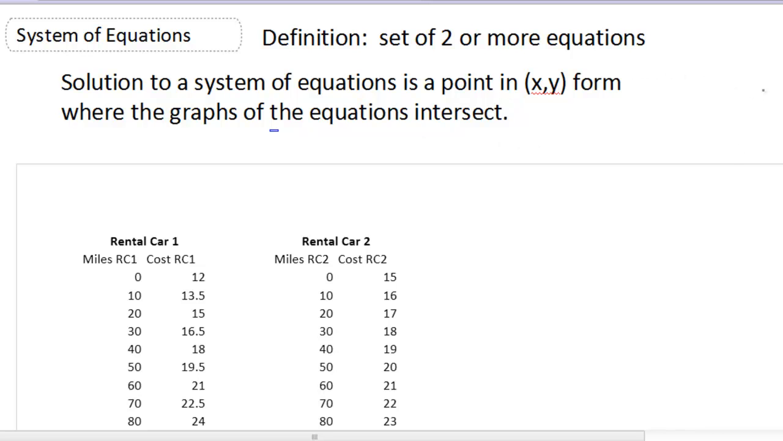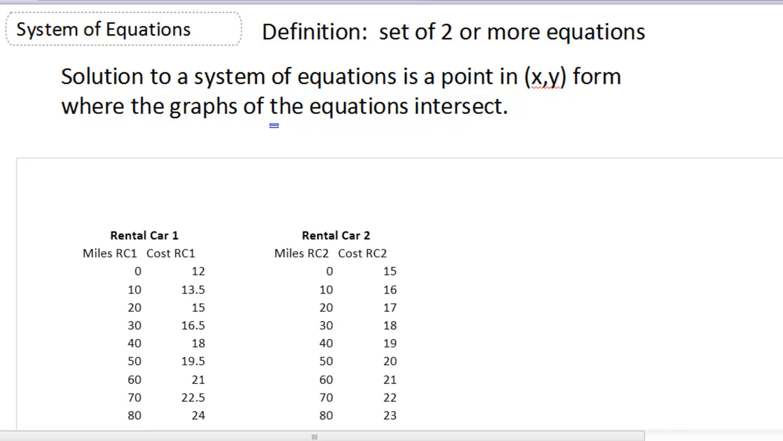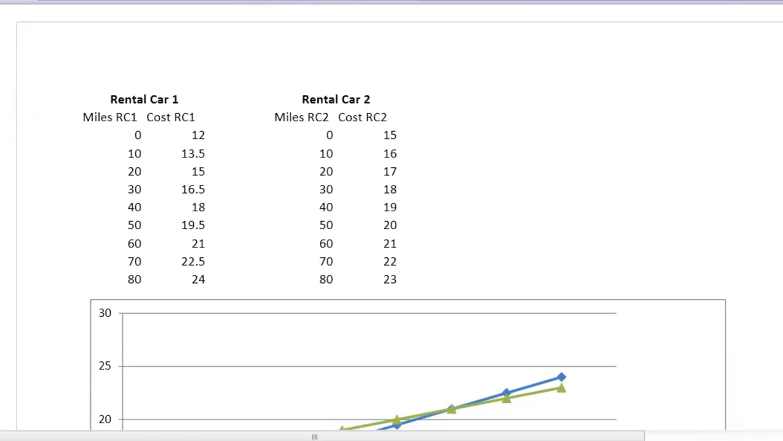Now this all seems very abstract, so I have a specific example here that I'm going to go through. What if we have two rental car companies? Rental car 1 charges $12 per day, plus 15 cents a mile, and that will be how much they're going to charge you. Whereas the other company is $15 a day, but only 10 cents per mile, and that is equal to the cost that they're going to charge.